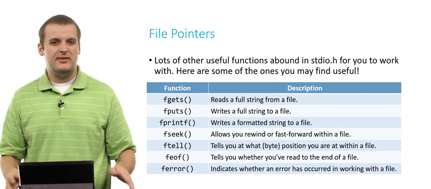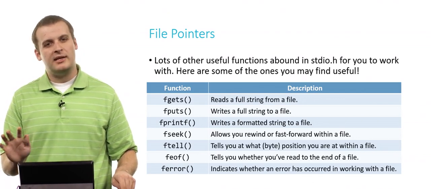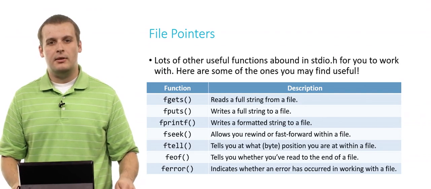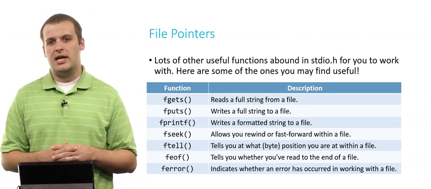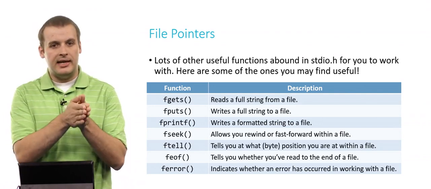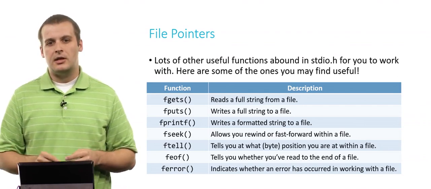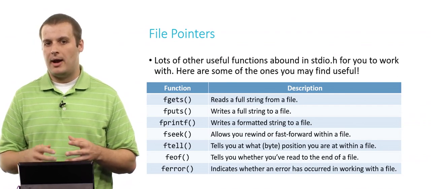fseek, if you have a DVD player, is the analogy I usually use here, is sort of like using your rewind and fast forward buttons to move around the movie. Similarly, you can move around the file. One of the things inside that file structure that C creates for you is an indicator of where you are in the file. You're at the very beginning at byte 0. Are you at byte 100, byte 1000, and so on? You can use fseek to arbitrarily move that indicator forward or backward.